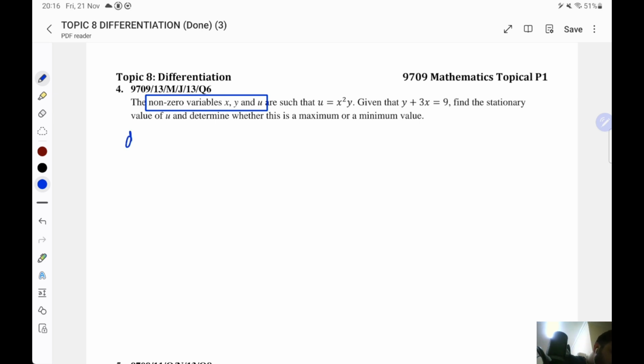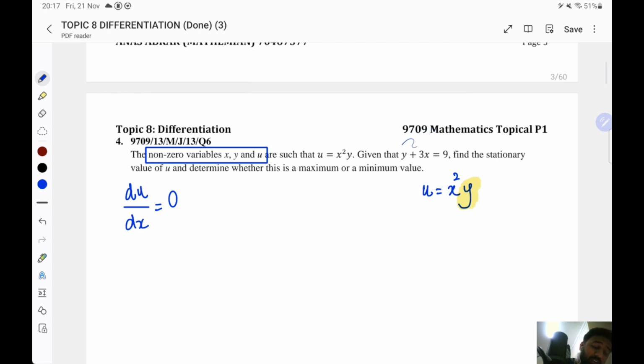So stationary value of u means we need to find du over dx, and we need to substitute it equal to 0 because it is the stationary value. So to find out du, if you look at the function in the question, it says u is equal to x square times y. So there has to be just one variable, which is x, on the right side, and we need to get rid of this y. How can we do that?